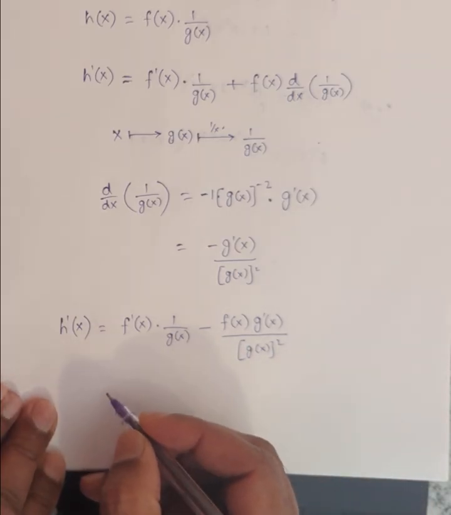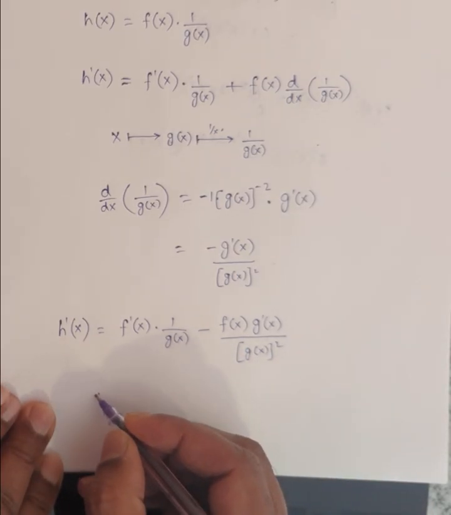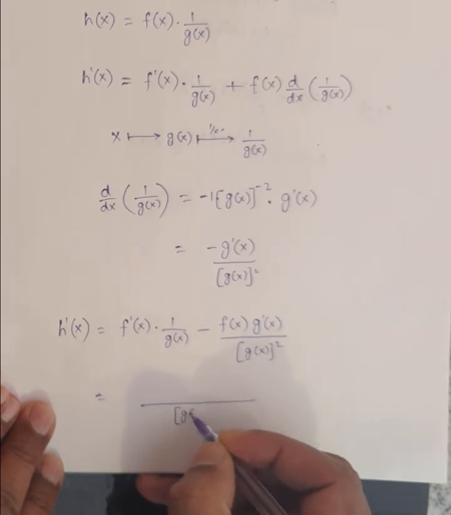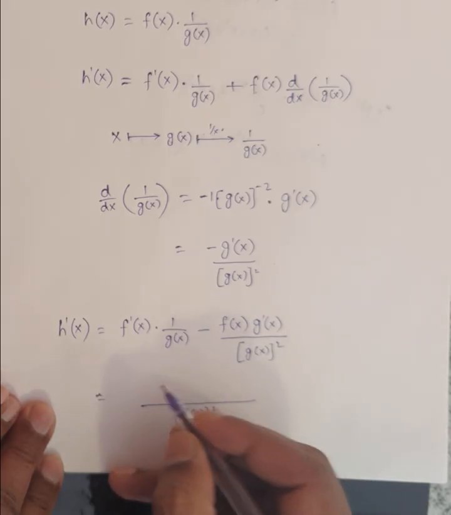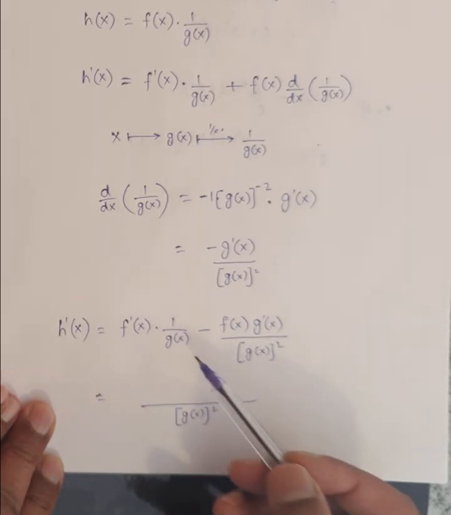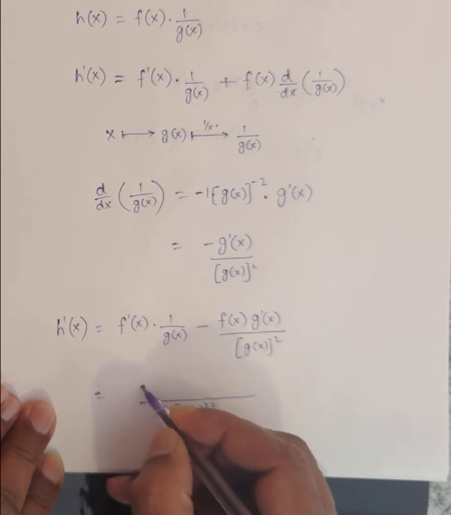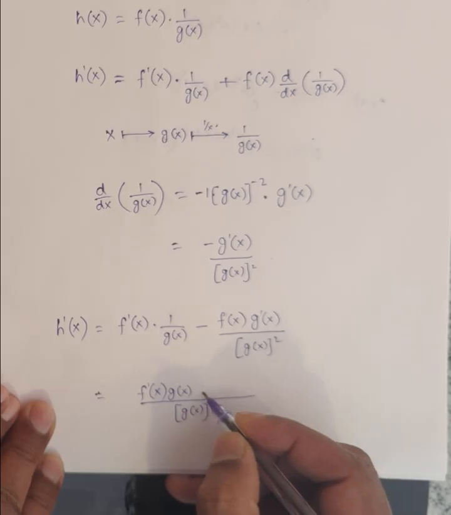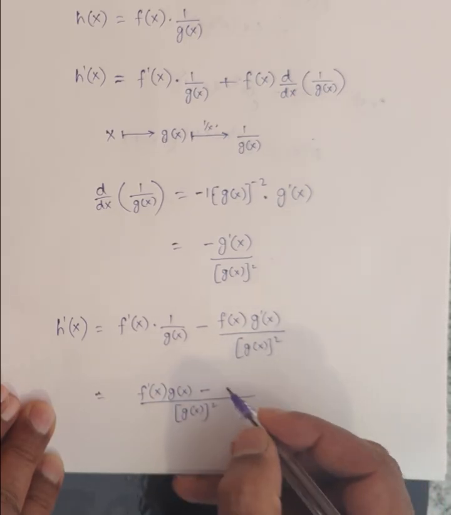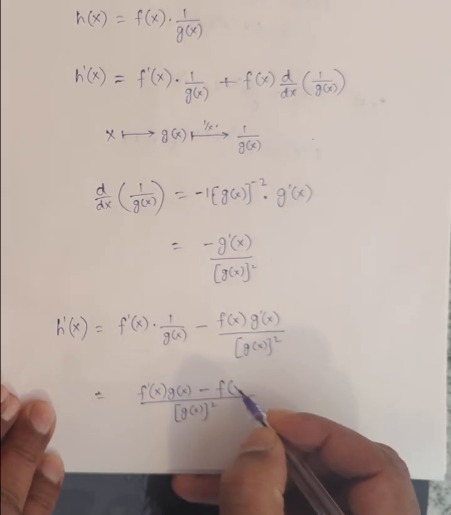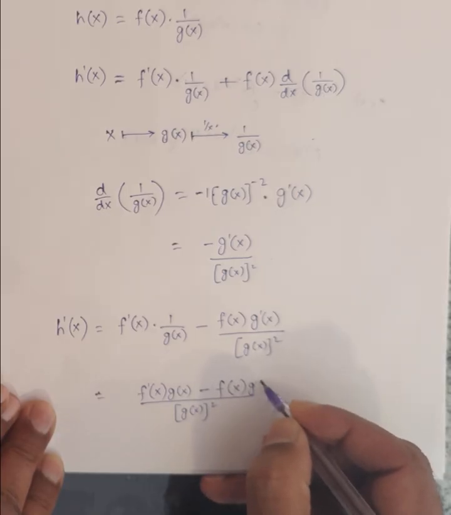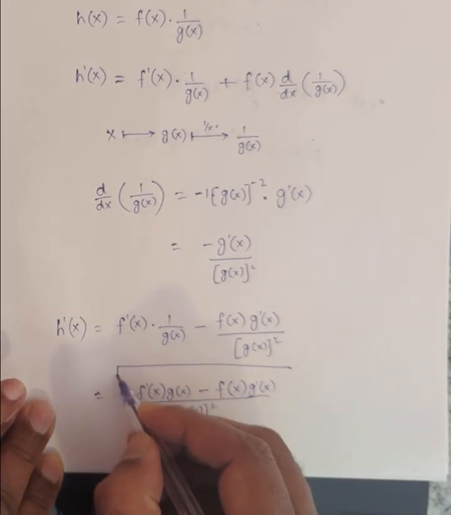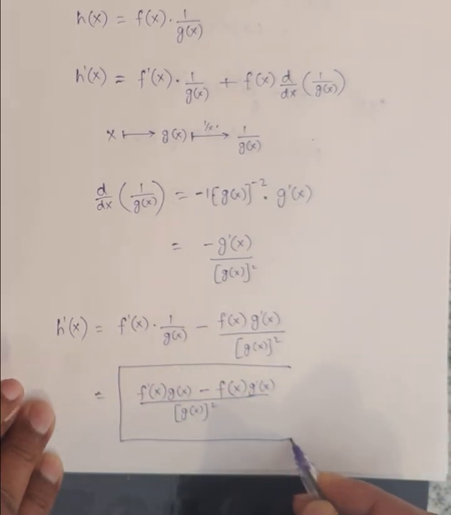If I take the common denominator, I would have g of x quantity square, and then I would have f prime x g of x minus f of x g prime x. So that's the formula for the quotient rule.